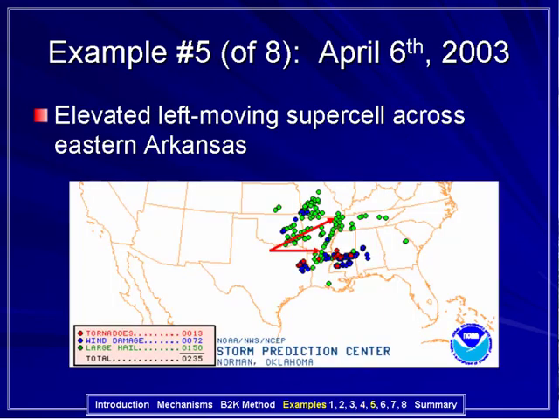Now we're going to change gears a little bit and move toward the south. Here's another example of a left-moving supercell that was elevated and produced quite a bit of severe weather over the eastern portion of Arkansas. This long track of hail reports all came from this one elevated left-moving supercell.